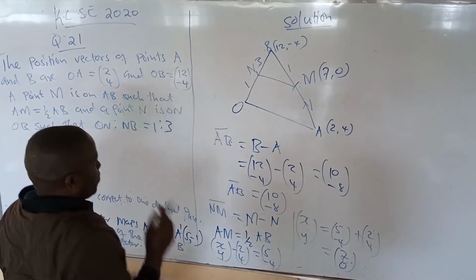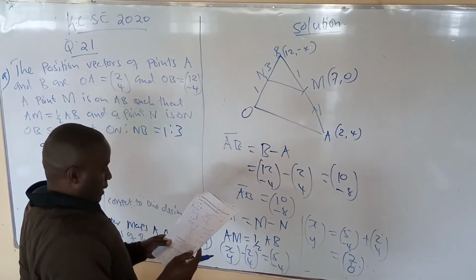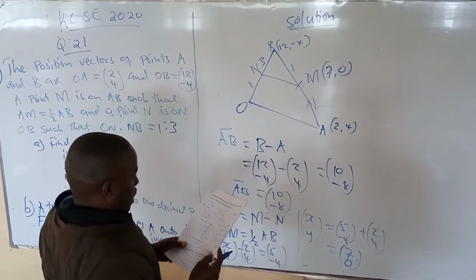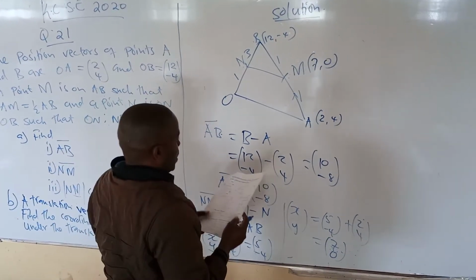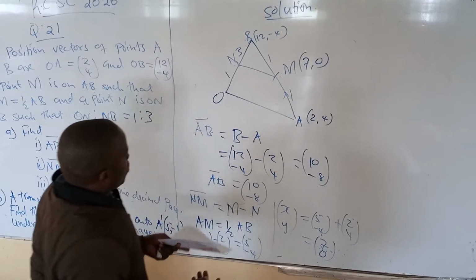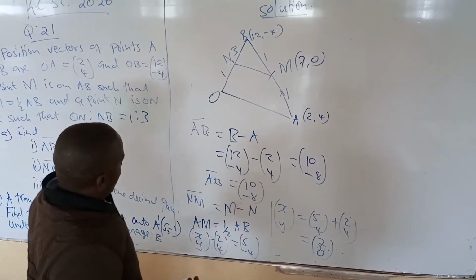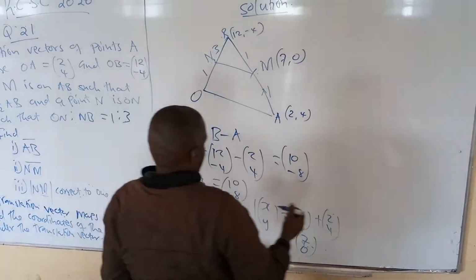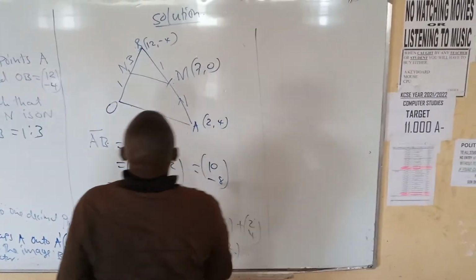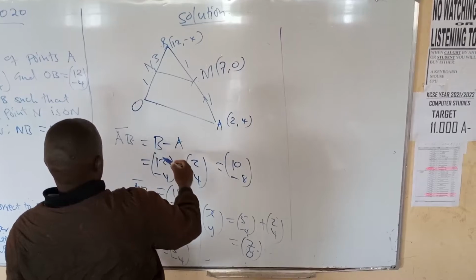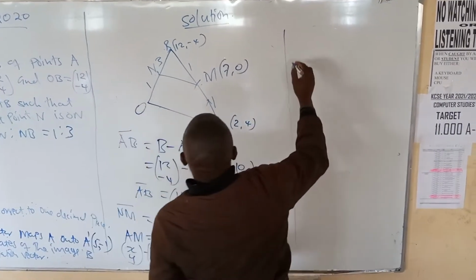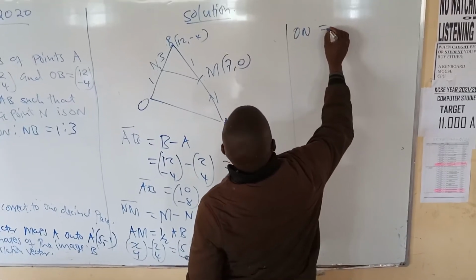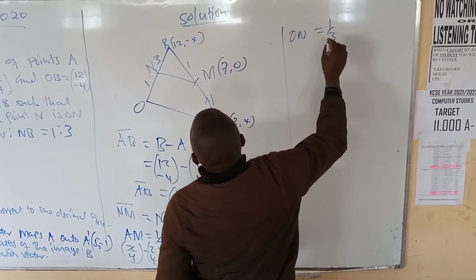That is one way. Then we need to find the coordinates of N also. To get the coordinates of N, we know that ON equals a third of OB.